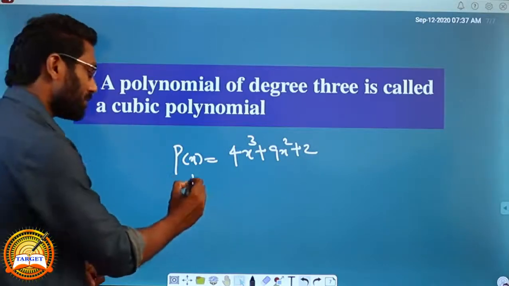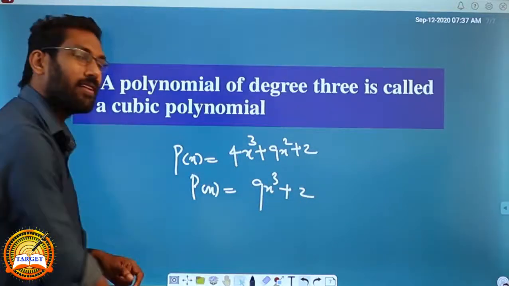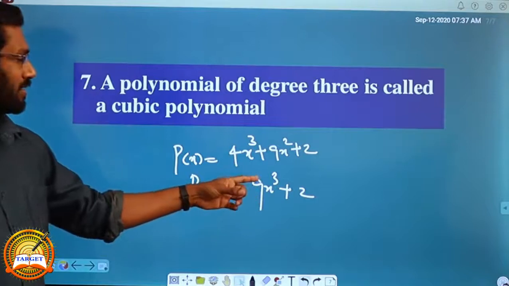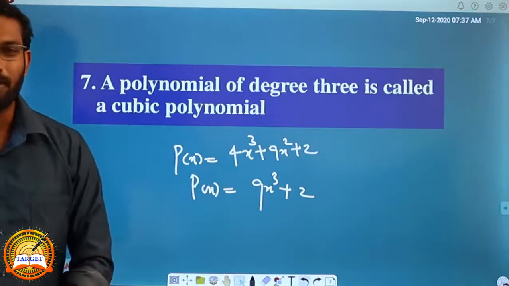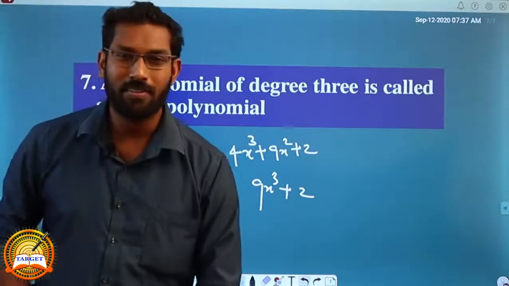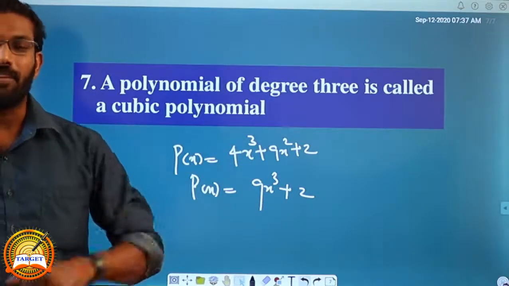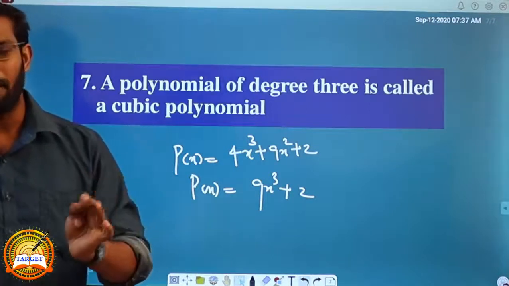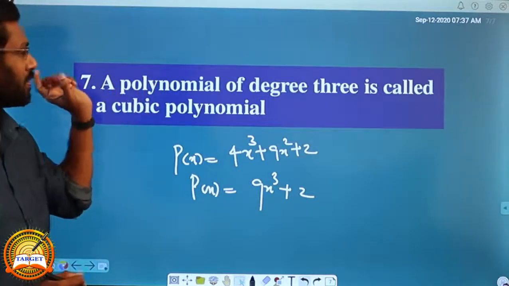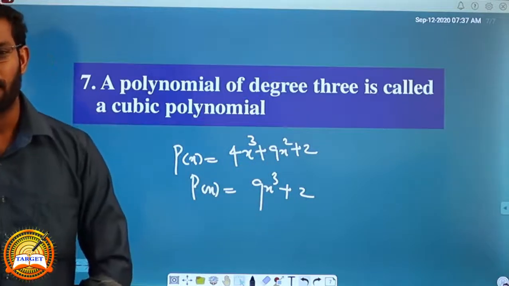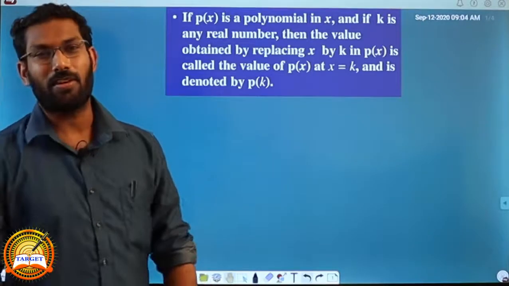Another example, p of x equals 9x cube plus 2. This is also a polynomial having degree 3. That means cubic polynomial. These are cubic polynomials. Hope that you understood what is a polynomial in one variable and which are the different types of polynomials. Based on the number of terms, we can classify polynomials as monomial, binomial, trinomial, etc. Based on the degree, we can classify polynomials as linear polynomial, quadratic polynomial, and cubic polynomial.